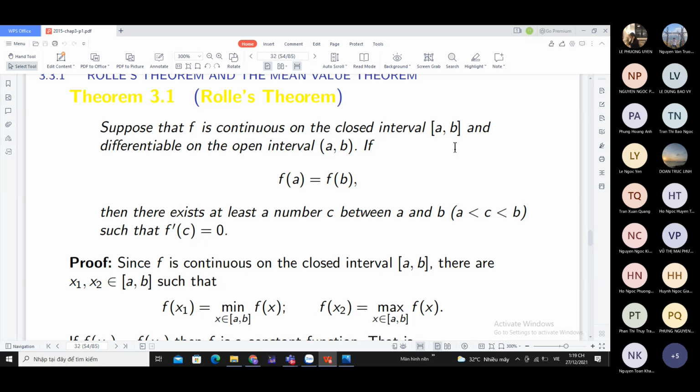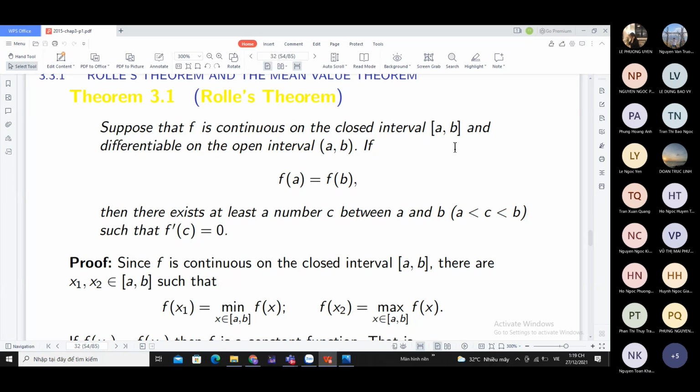let me remind you the Rolle theorem and mean value theorem. It's very easy to memorize Rolle theorem and mean value theorem. They have the same assumption. Here, f is continuous on the closed interval [a,b] and differentiable on the open interval (a,b). Differentiable on the open interval (a,b) means f prime of x exists for any x of the open interval (a,b). Okay? And if f(a) equals f(b), then there exists a number c between a and b, so that f prime of c equals 0.